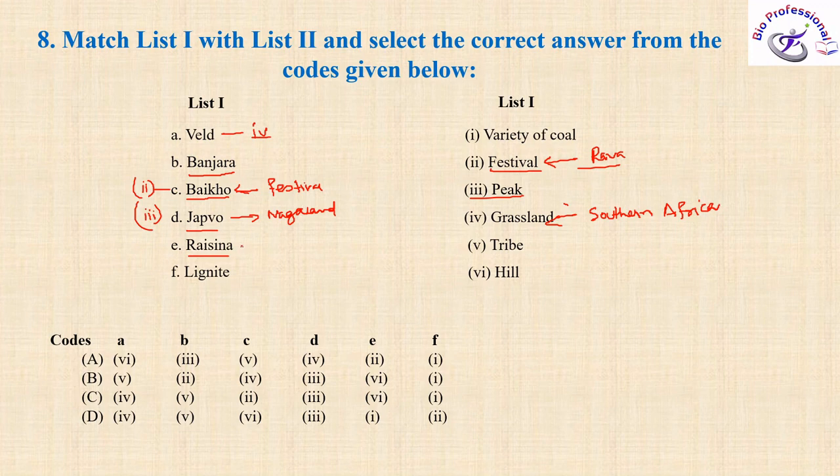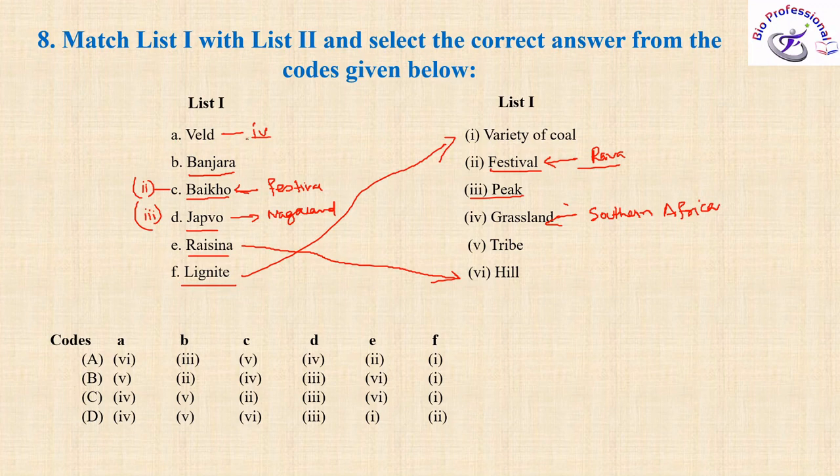Then Reisina is a hill. You have to know this thing. If you do not know what Reisina is, then you cannot answer. And lignite is a type of coal, known as brown coal also. So this is a type of coal.